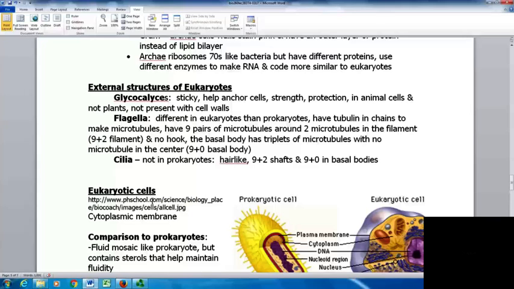Cilia are only present in eukaryotes. They're not present in prokaryotes. They're a hair-like structure. They're going to have a 9+2 shaft and 9+0 structure in the basal bodies.